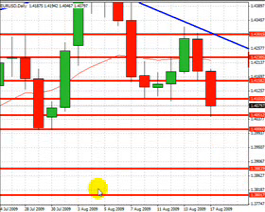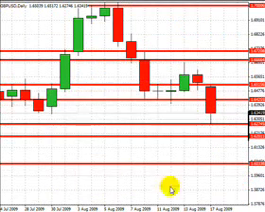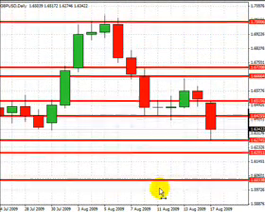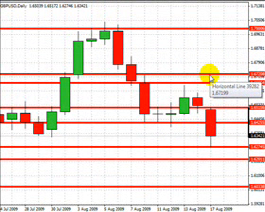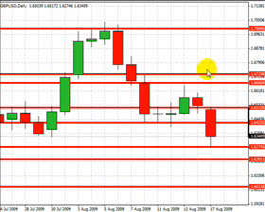Let's take a look at the pound dollar. Currently trading at 163.40. We continue to lose ground against the dollar. Specifically, we talked about in our members section that the Bank of England continued to pump more and more money into the economy to support the markets.